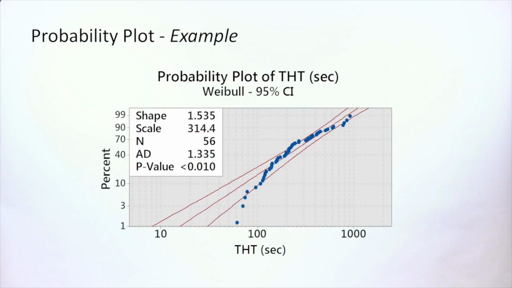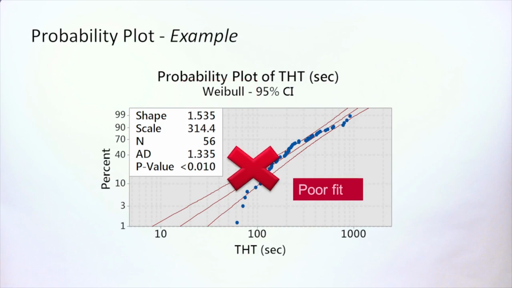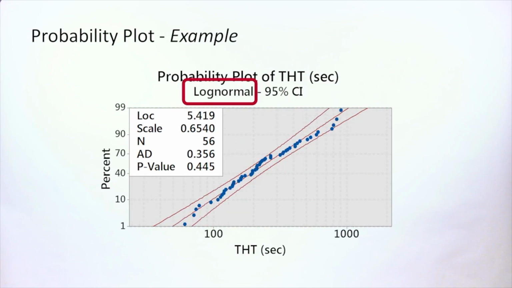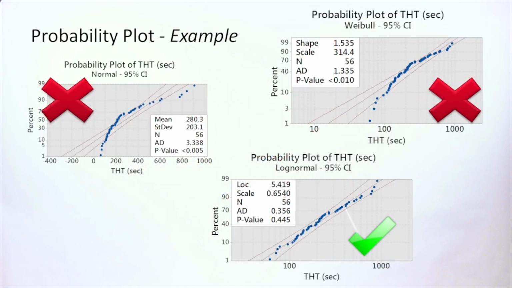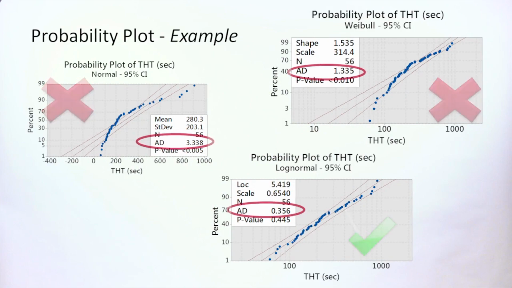Let's take a look at another probability plot. Here the data is compared to the Weibull distribution. The data is not in between the lines, hence it does not fit well. So, let's take a look at the log normal distribution. Here we see that the data lie in between the red lines, so the data is log normally distributed. If you compare all three graphs, you can conclude that the log normal distribution fits best to your data of THT. As a second check, you can compare the AD values.